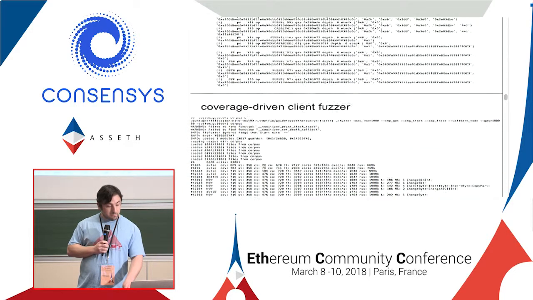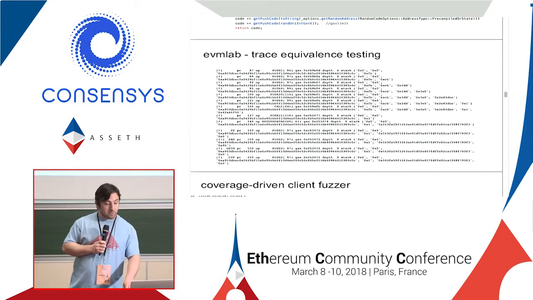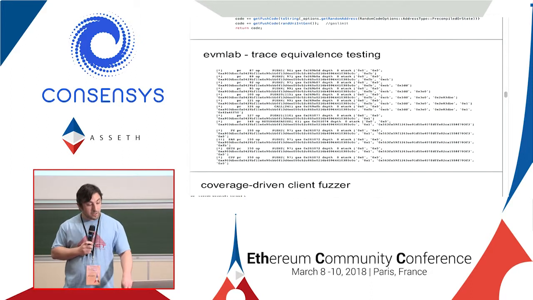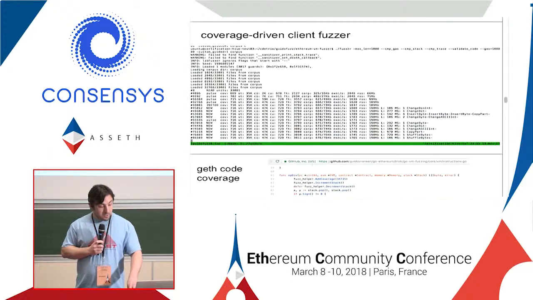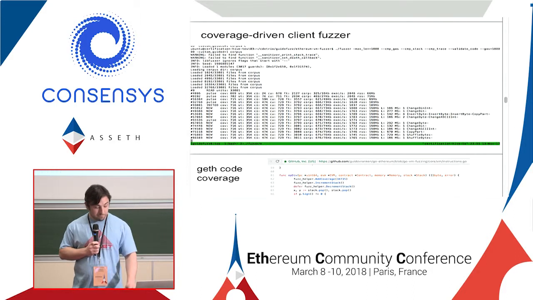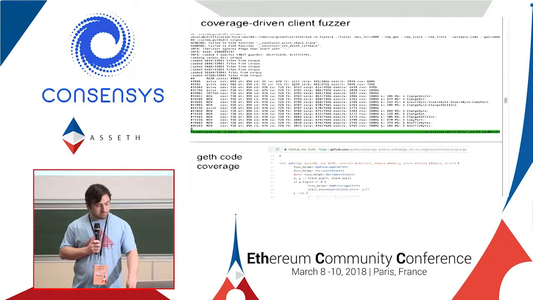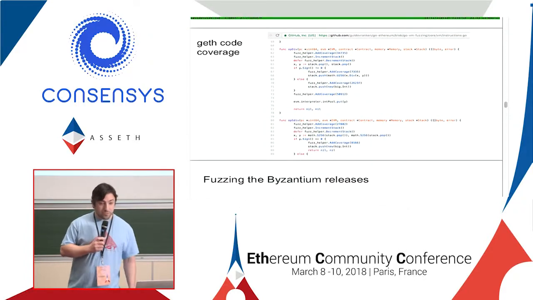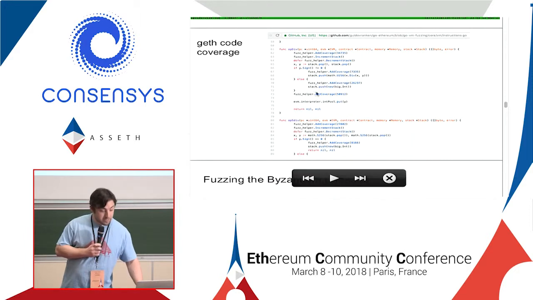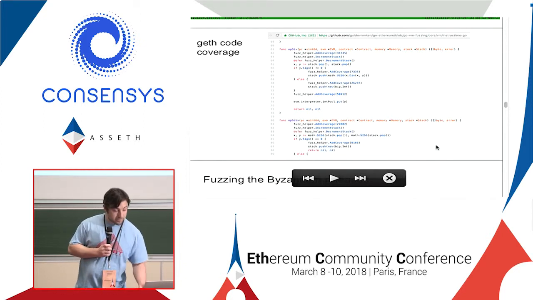So that's EVM Lab. It's using our custom-written test case generator. Then we also have the coverage-driven client fuzzer, which uses code coverage to automatically discover interesting inputs. The coverage-driven one inserts these coverage statements, like fuzz helper add coverage, in every conditional, every branch, and that's how it measures the code coverage, at least for the Go code.